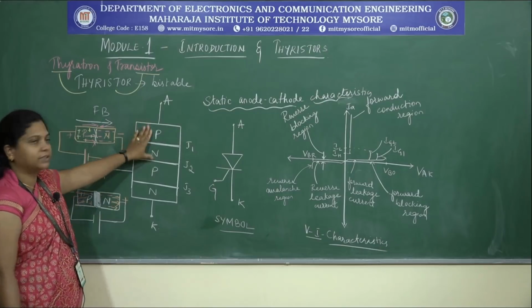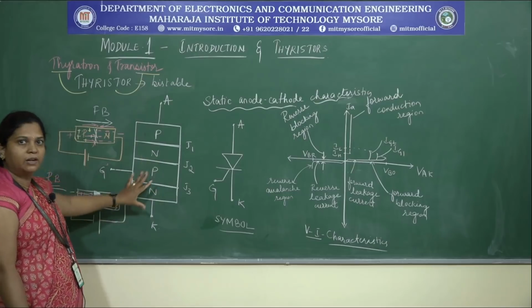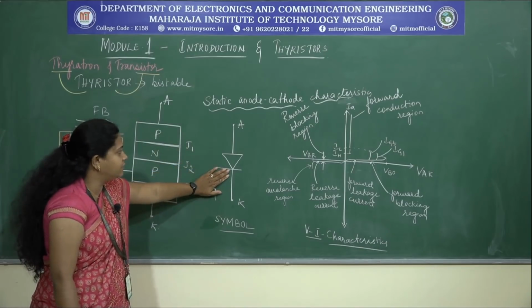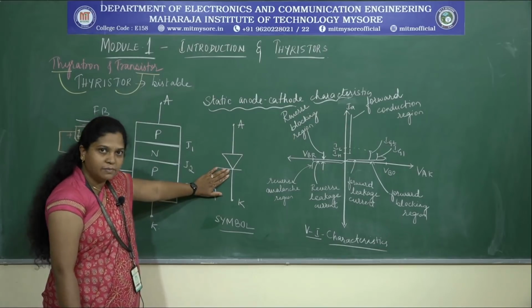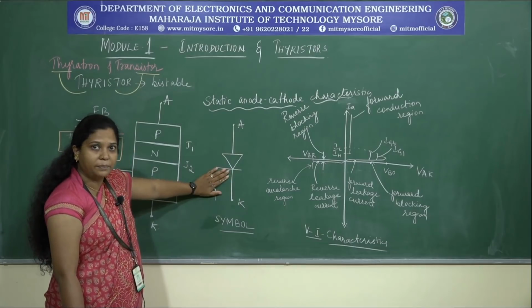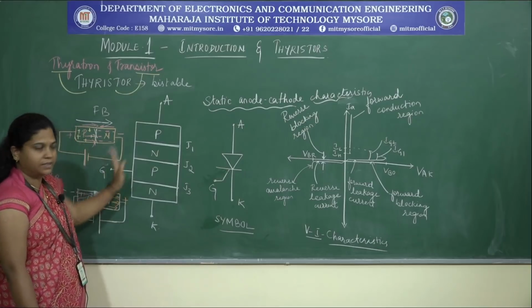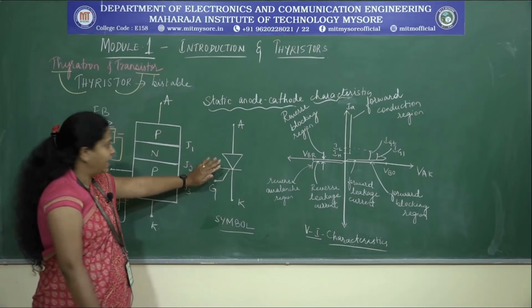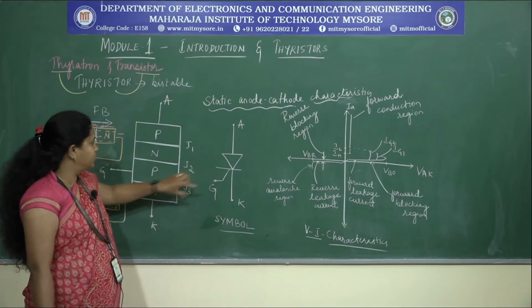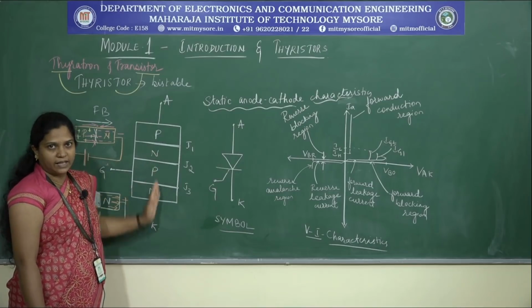Coming back to the thyristor, it is almost similar to the working of a diode. If you see this part, this is the symbol of a thyristor. The anode and cathode representation is similar to that of a diode because it follows the same working principle of a diode, except for the gate terminal.